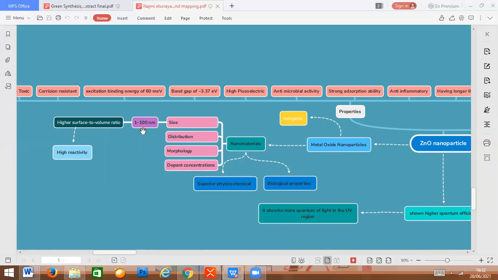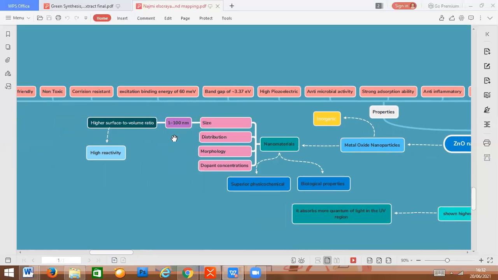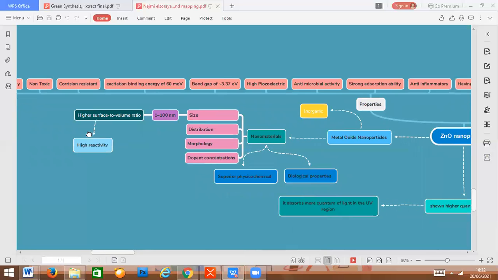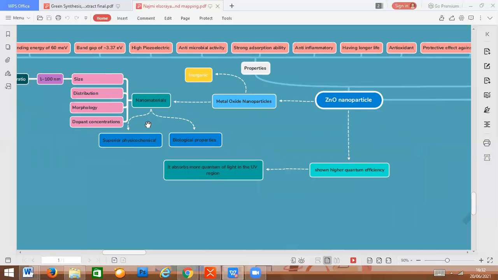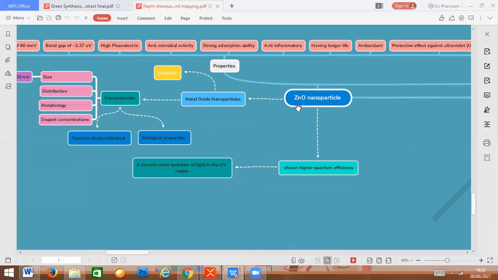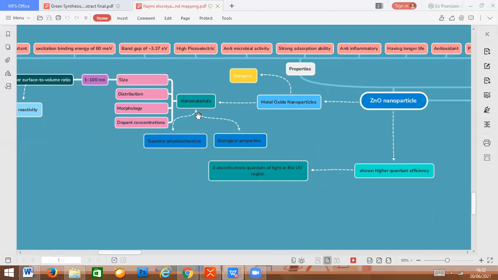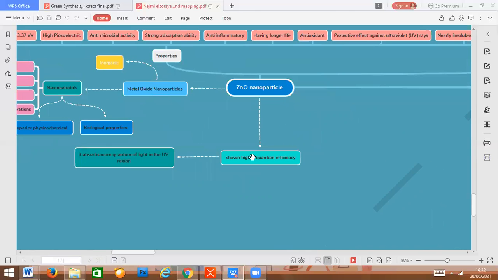Usually, the size of nanomaterial is from 1 until 100 nanometer. I found that nanomaterial has a higher surface to volume ratio. That's why nanomaterial has high reactivity, and nanomaterial has superior physicochemical and biological properties. So ZnO nanoparticle is part of nanomaterial, and has the properties of a general nanomaterial.